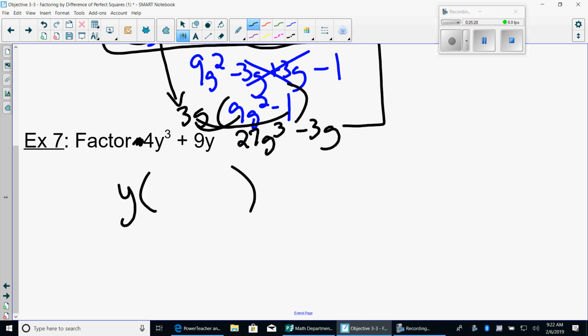Okay, so let's take a y out. What will I have left? 4y squared plus 9, close parentheses. So here's my question. Can this guy go further? Remember, we got to be like that doctor. We got to go back in and look on the inside of the parentheses and make sure, did I get everything? So can that factor further?